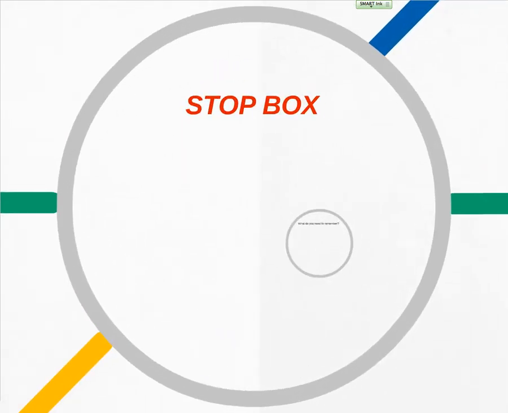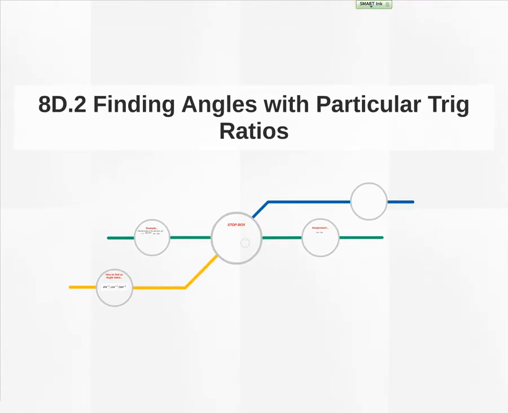The title is Finding Angles with Trig Ratios. It's still like applications of the unit circle. Like if you look in your text, that's what it would say, but this is like the finding angles piece of it.